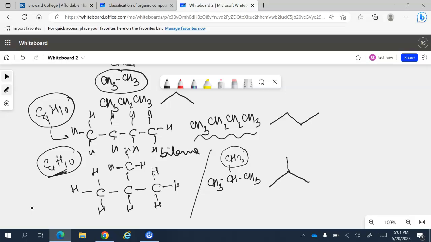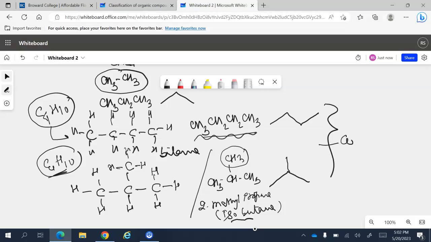If you wanted to write the line angle formula, it is 1, 2, 3, and here is the branch. The IUPAC name of this, which we will discuss later on, will be 2-methylpropane. You can also call that isobutane, which is a common name. This is normal butane, n-butane. This one is isobutane. These two compounds contain the same number of carbons and the same molecular formula, but the way they are connected is different.